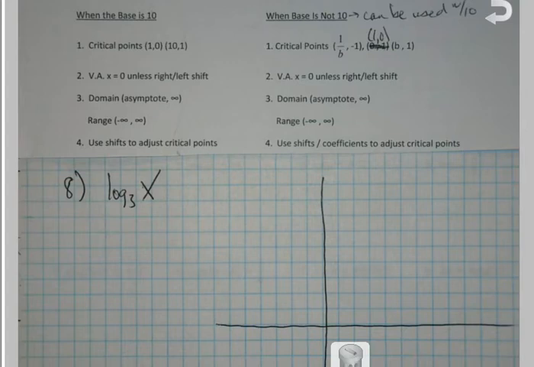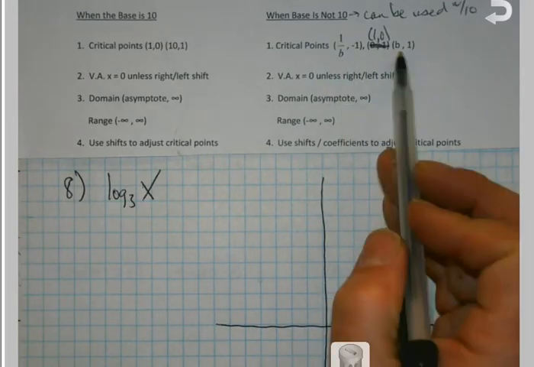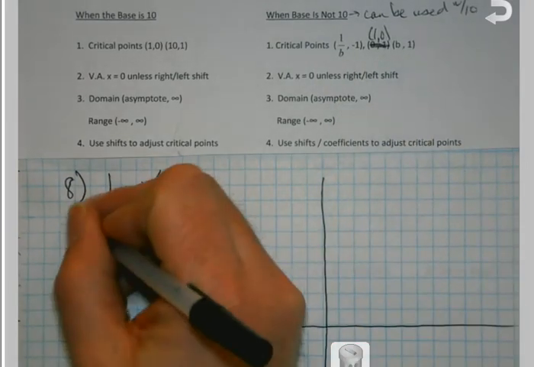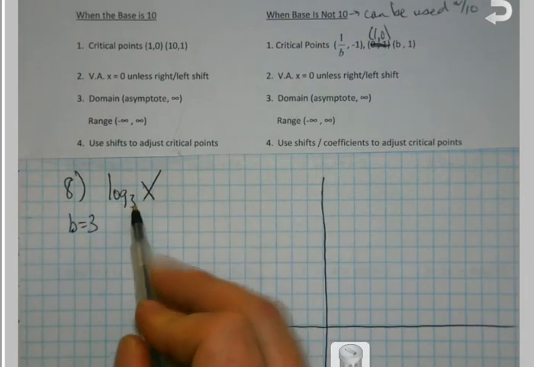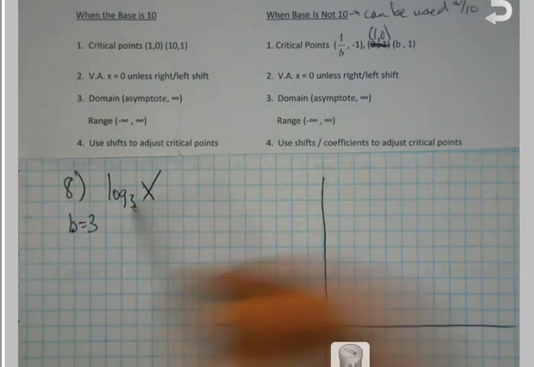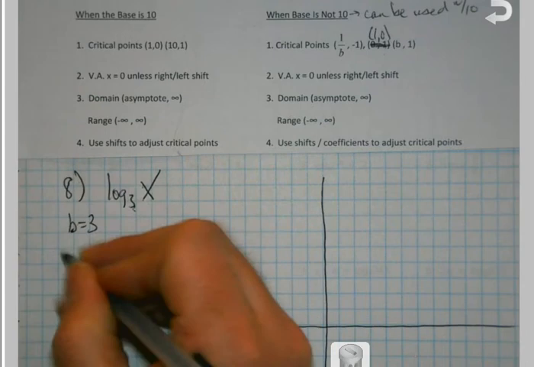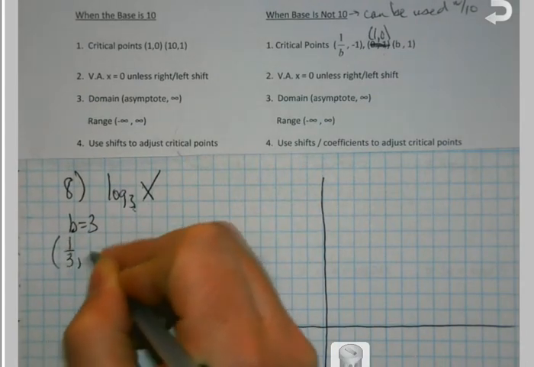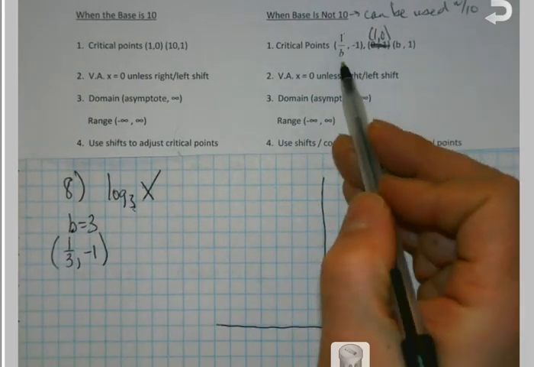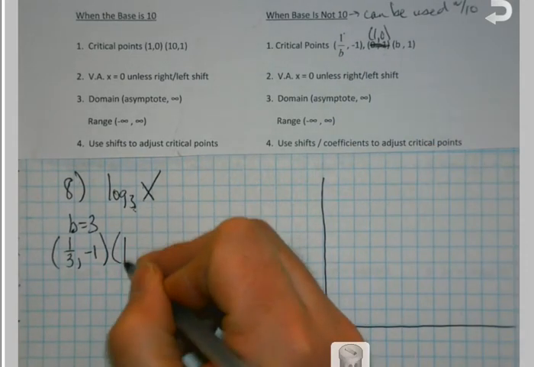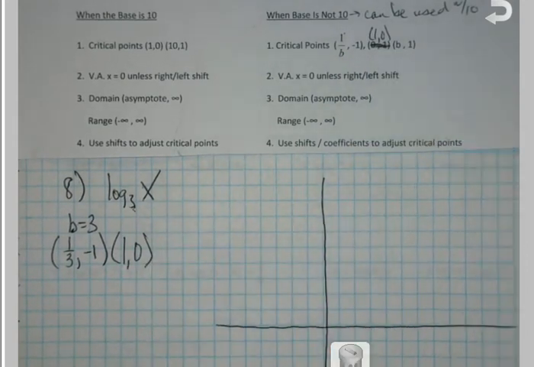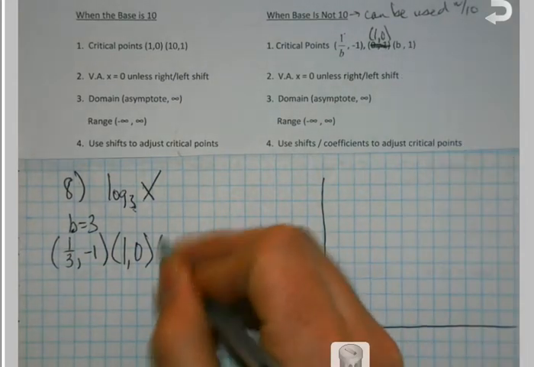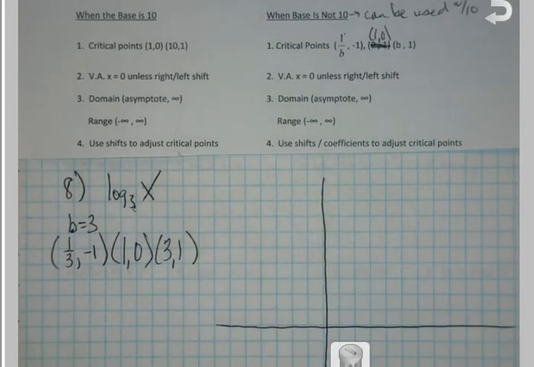And I'm going to show you how you could do it on the calculator if you wanted to. But I'm also going to show how you can crank this out without having to do that. This (1/b, -1) and this (b, 1) are based off the premise that my log's base in this case is 3. So I'd have a critical point at (1/3, -1), because 1 over 3. I'd have one at (1, 0). Unless you have a left or a right shift, that won't move. And then (b, 1), which would be (3, 1).